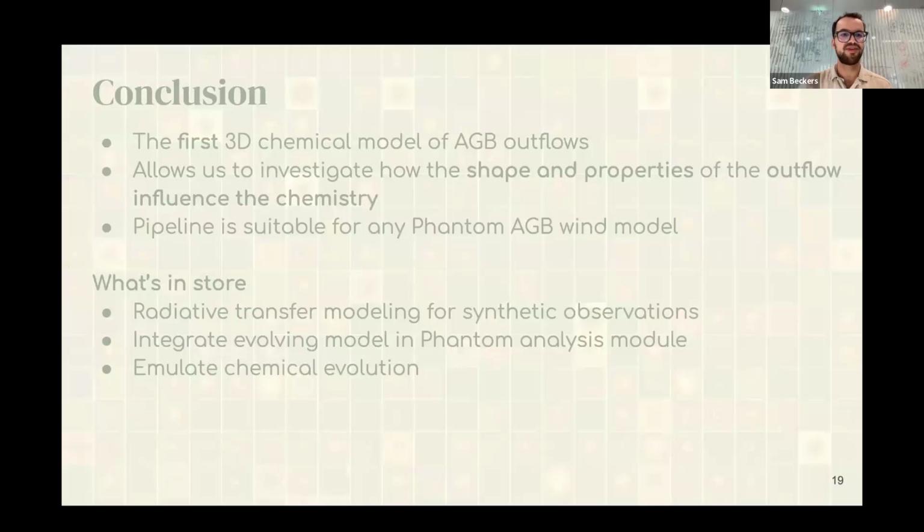And well, to conclude, this was the first 3D chemical model of AGB outflows. And for the first time, it allows us to really investigate how the shape and properties of an outflow influence the chemistry and vice versa. And this pipeline is also suitable for basically any phantom HB wind model. So we use this one for now, but any model should be suitable to calculate the chemistry on.